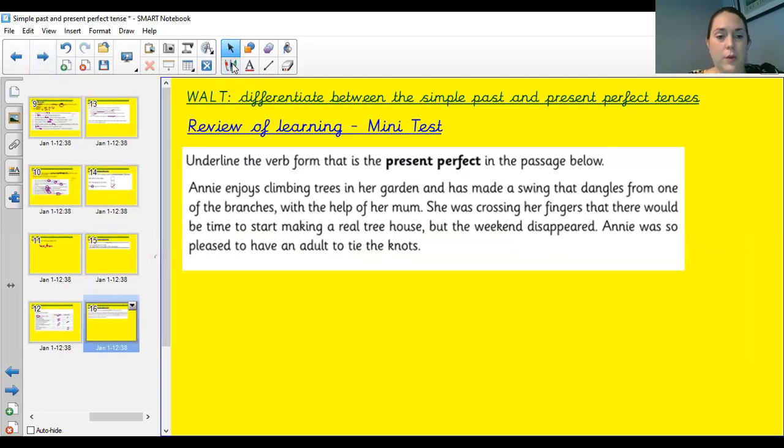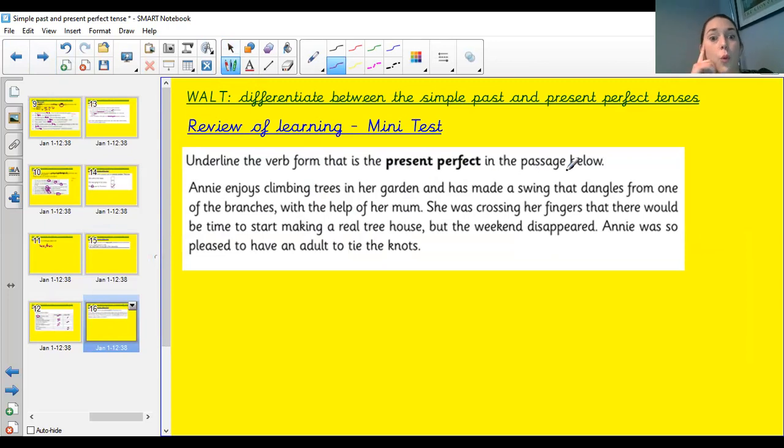Okay, last question for you. Underline the verb form which is in the present perfect in the passage below. So I'm looking for that auxiliary verb. There's going to be two verbs in our sentence. The auxiliary one, which is have or has, and then our other verb. So Annie enjoys climbing trees in her garden and has made, there we are, I spotted it, has made a swing that dangles from one of the branches with the help of her mum.